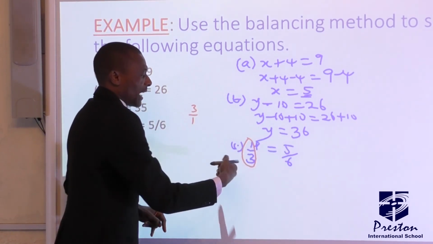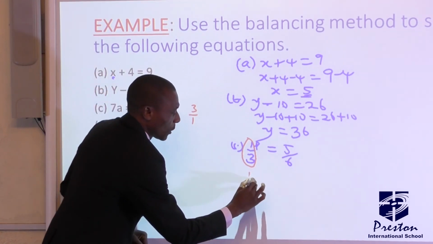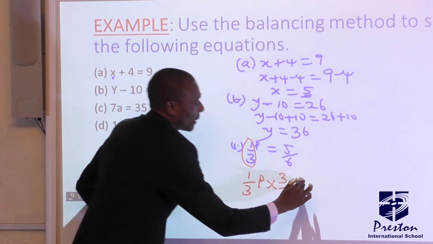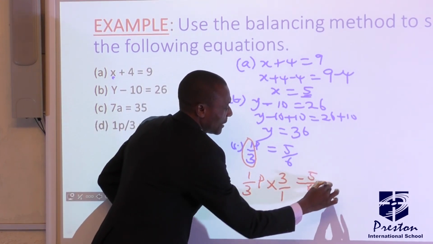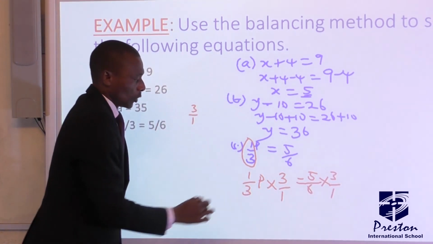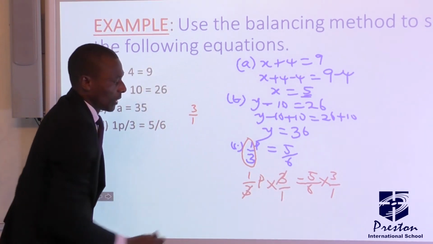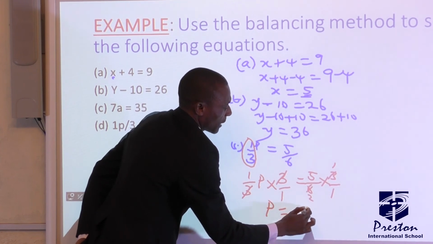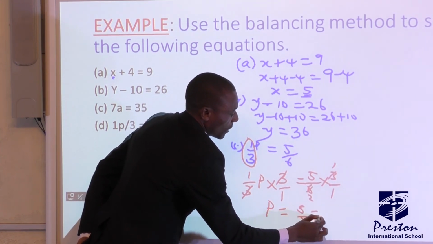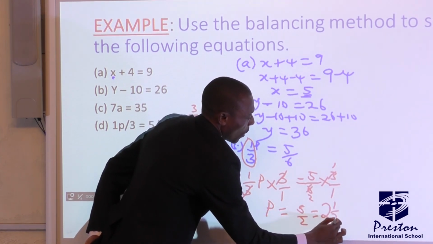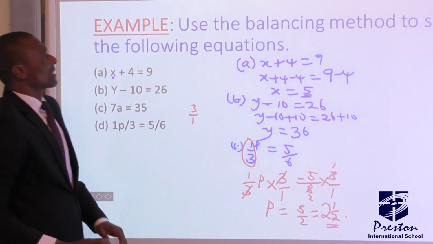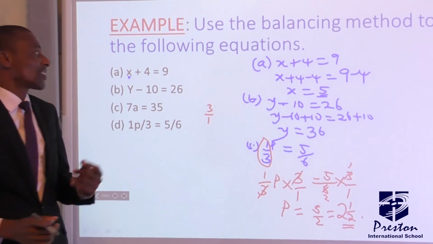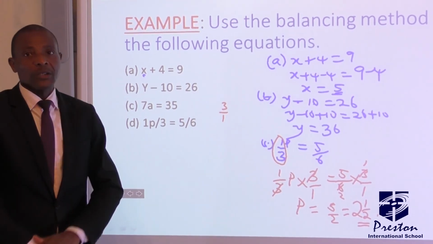So multiply both sides by 3 over 1. It means 1 over 3 p times 3 over 1. This other side, 5 over 6 times 3 over 1. You saw that 3 will cancel out. I have only p. 3 here 1, 3 here 2. And I have 5 over 2, which will give me 2 whole number, 1 over 2. This is all it takes to use the balancing method to solve simple equations.